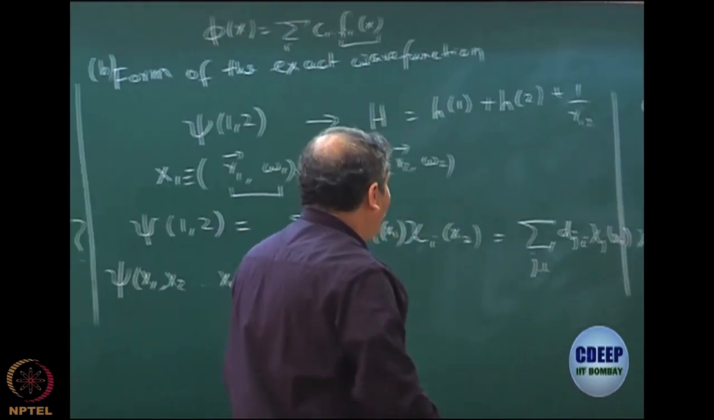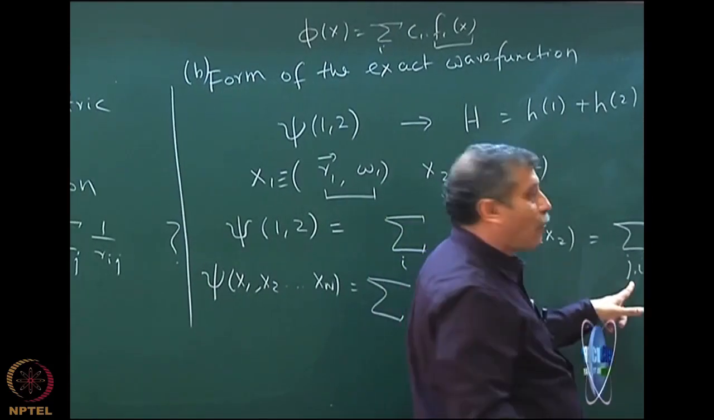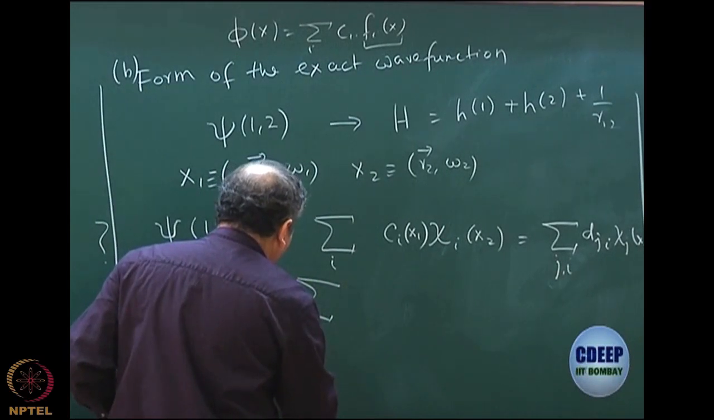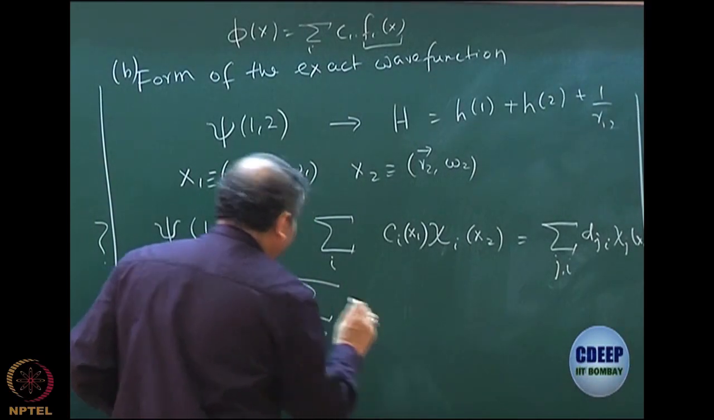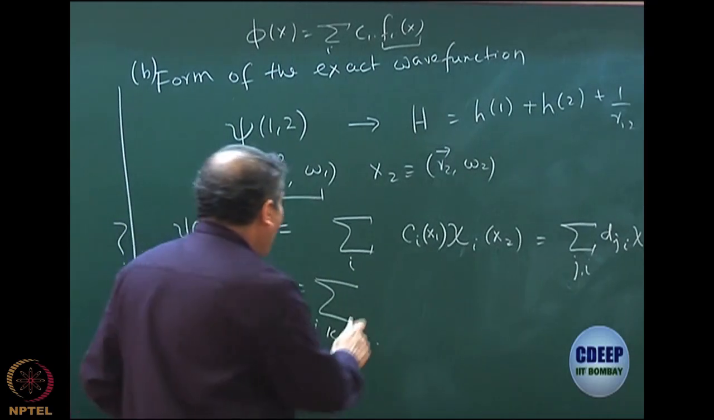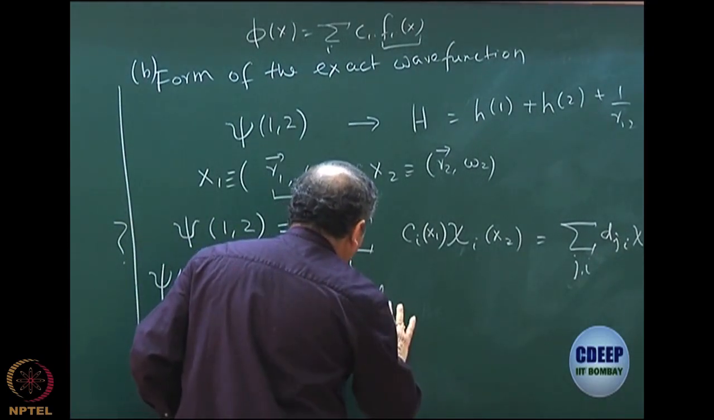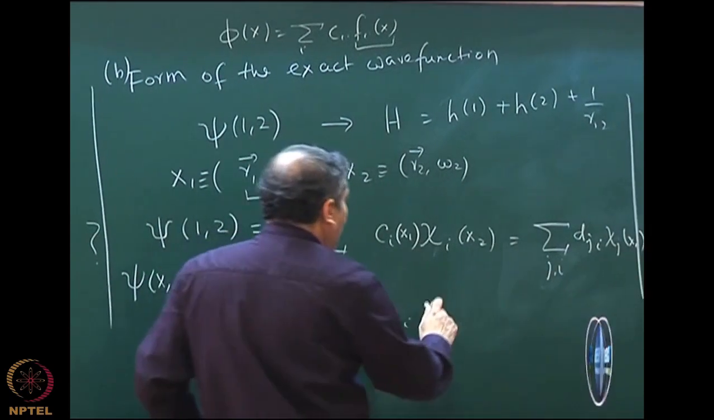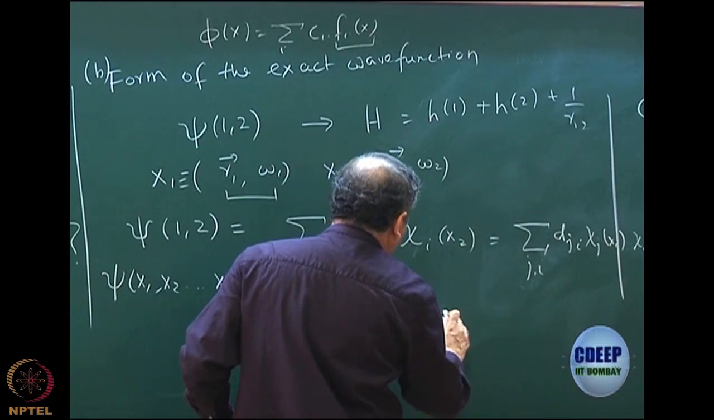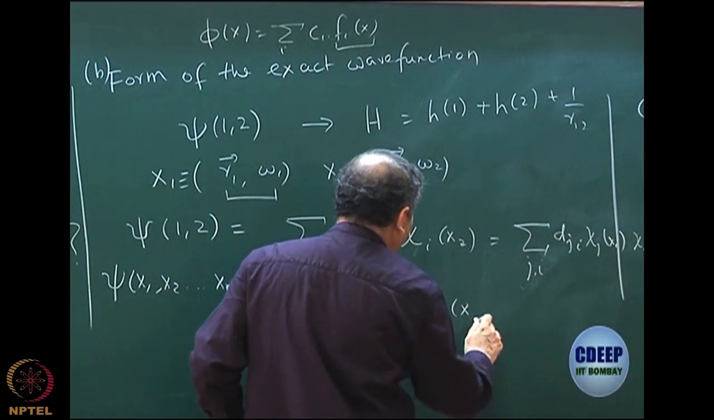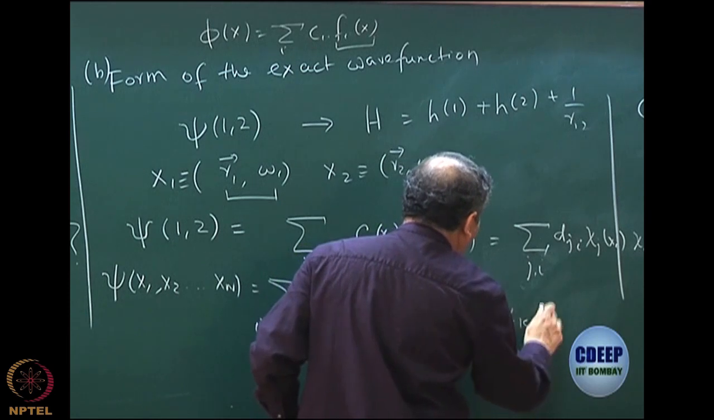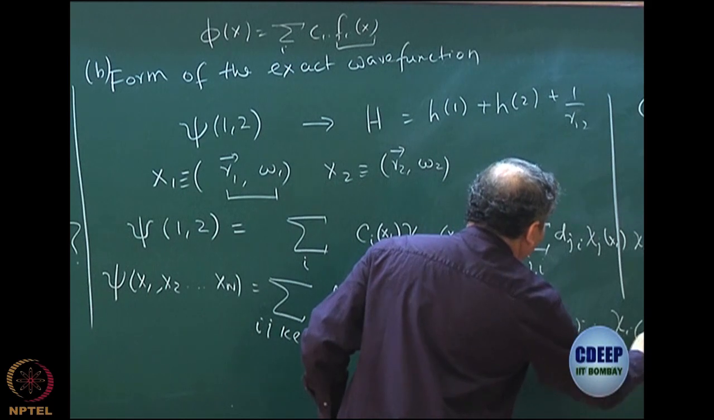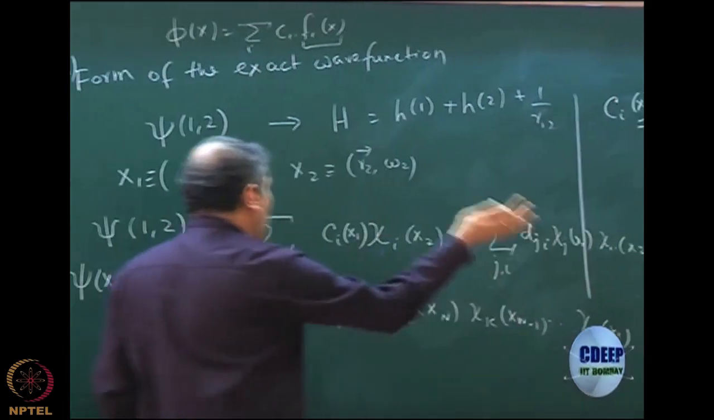So, if you see, for every expansion, I will have one dummy index. So, I have dummy indices which will be like i, j, k, l, etc., n times, and I will have a coefficient d with indices l, k, etc., j, i, whatever. And then you can write this as chi l of xn, chi k of xn minus 1 and so on up to chi i of x1. It depends on how you write it, it does not matter.